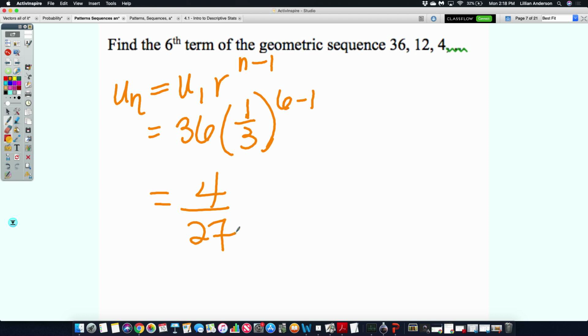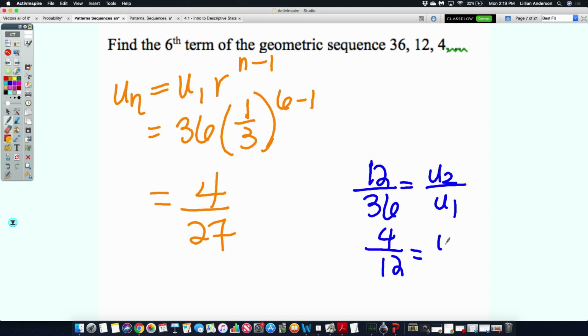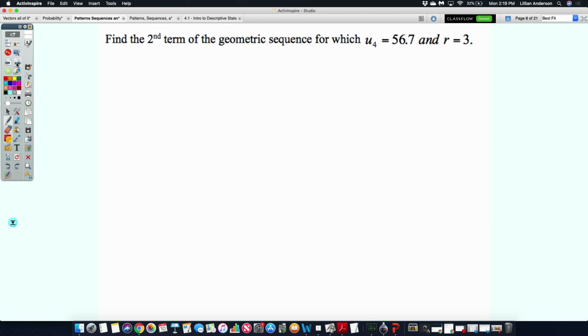Good stuff. Now, real quick, because this is geometric, how would I show or find the common ratio? You take 36 and divide it by 12. Other way around. Flip that. Yeah, the other way around. 12 over 36 or 4 over 12. That's your second term divided by your first, or your third term divided by your second. No matter what, it should equal the same value, which is 1/3. Don't forget about that.